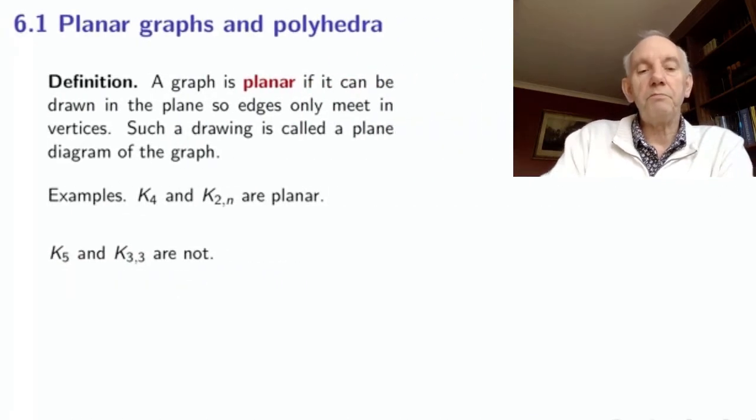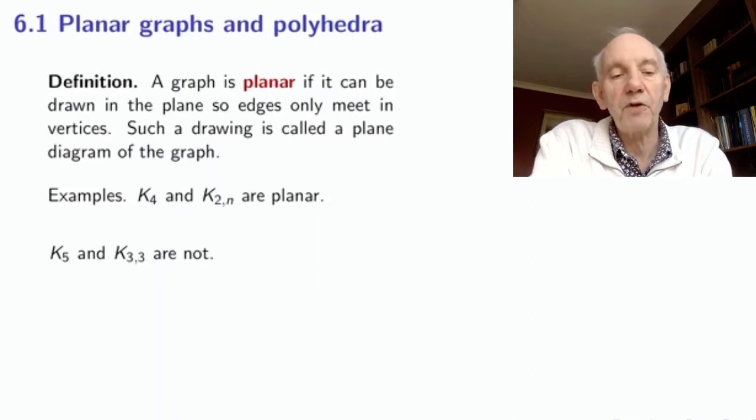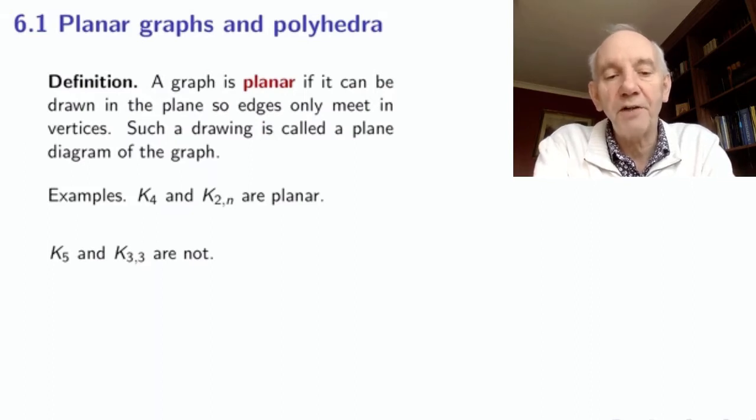So the two basic examples of non-planar graphs are K5, the complete graph on 5 vertices, which, as I explained before, is a bit like a pentagon with a pentagram put on top of it, and K33, which is the utility graph in which you're trying to connect water, gas and electricity to 3 houses.